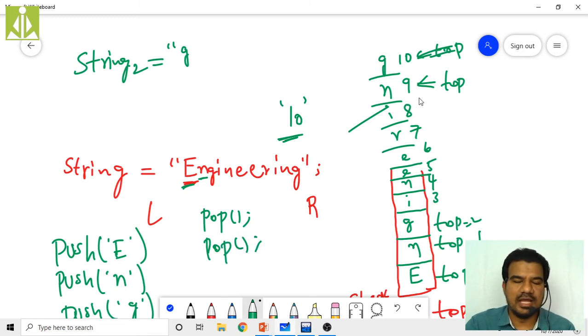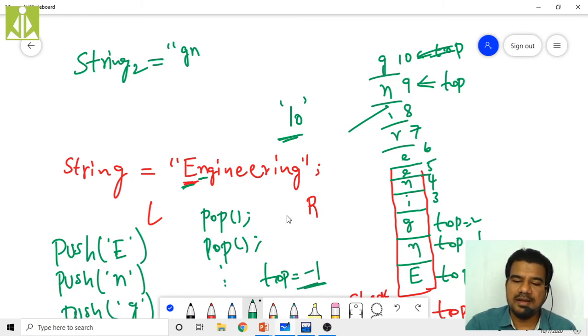So next, at this point, what will happen? Yeah, N will get popped. N will come over here. Okay. So next, perform another pop. Continue this until your top value becomes -1. Till what extent do you have to perform the pop operations? Until your top becomes -1, you have to perform these pop operations continuously.